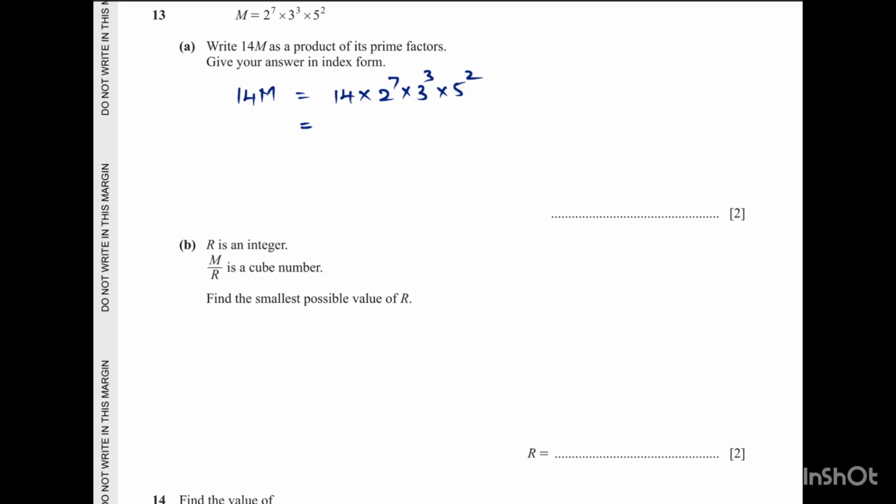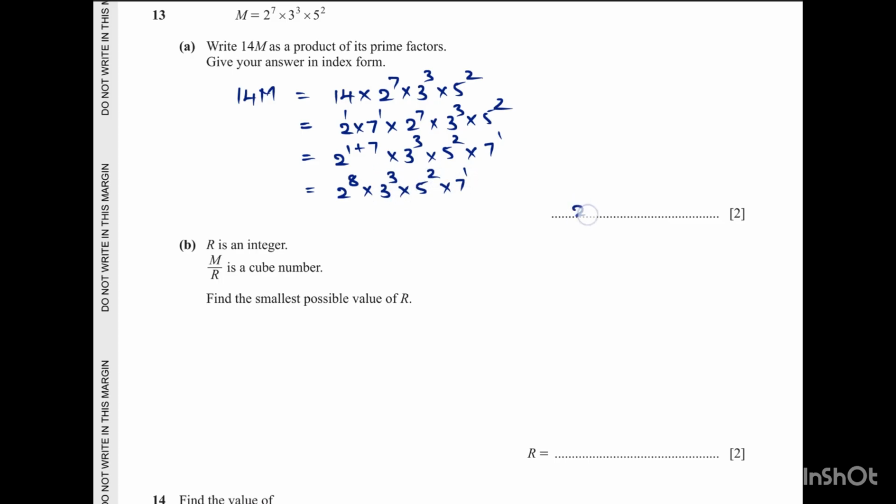14 into 2 raised to 7 into 3 raised to 3 into 5 raised to 2. So our answer should be as prime factors in the index form. So 2 into 7 can be written for 14, and 2 raised to 7 and 3 raised to 3 and 5 raised to 2 as it is. So now 2 raised to 1 and 7 raised to 1. 2 raised to 1 and 2 raised to 7 will be 2 raised to 1 plus 7, into 3 raised to 3 into 5 raised to 2 and 7 raised to 1. So that will be finally 2 raised to 8 into 3 raised to 3 into 5 raised to 2 into 7 raised to 1. This is the answer in index form.